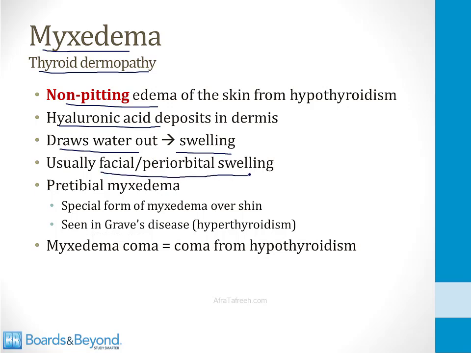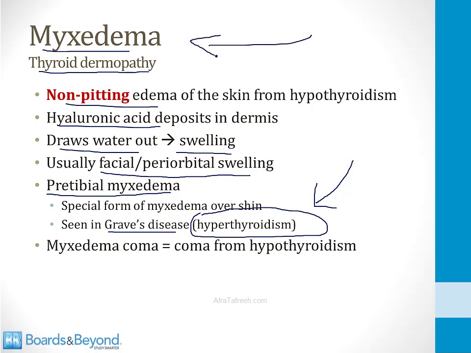However, there is a special form of myxedema called pretibial myxedema, which occurs over the shin. And this is seen in Graves' disease, which actually causes hyperthyroidism. We'll talk about this later. This can be a point of confusion for students because you can see pretibial myxedema in the hyperthyroid condition of Graves, but myxedema in general is something seen in hypothyroidism, and that usually occurs in the face or the periorbital region. You will also sometimes hear the term myxedema coma, and this is the term that is used when a patient develops coma from hypothyroidism.